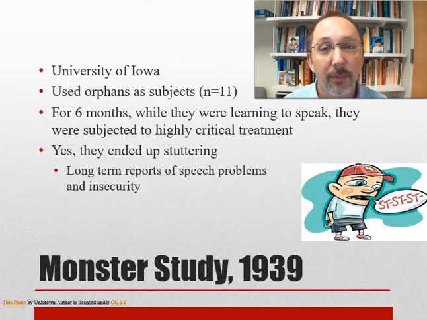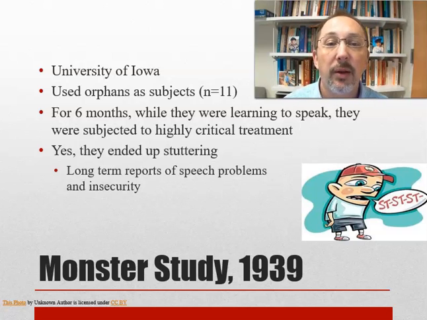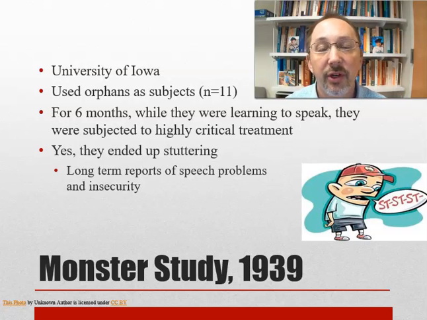It gets even worse. It was performed under a university's umbrella, and they used orphans. 1939, Great Depression, wartime, they used orphans, and they subjected them to horrible, highly critical treatment, and the orphans ended up stuttering. They reported long-term speech problems and insecurity, and it's a very sad situation.